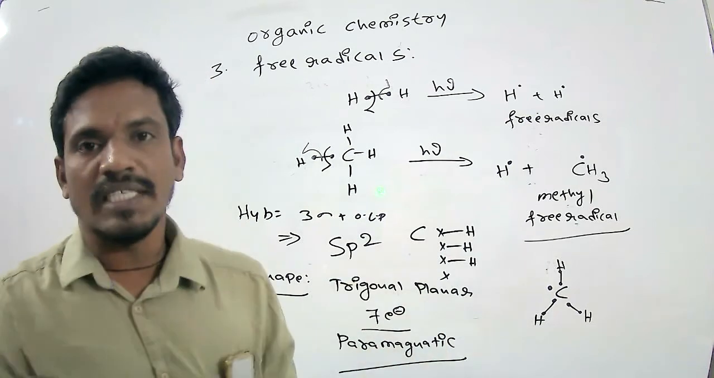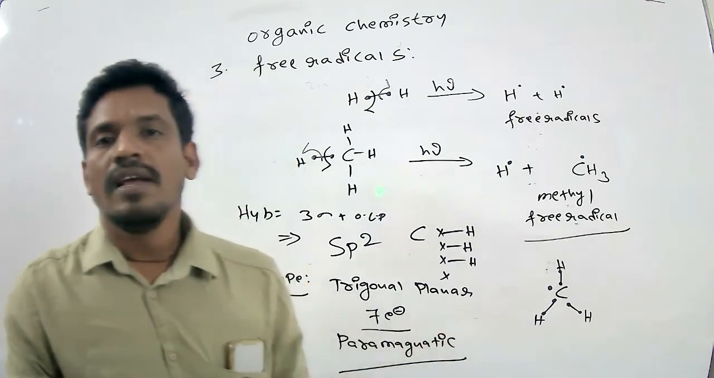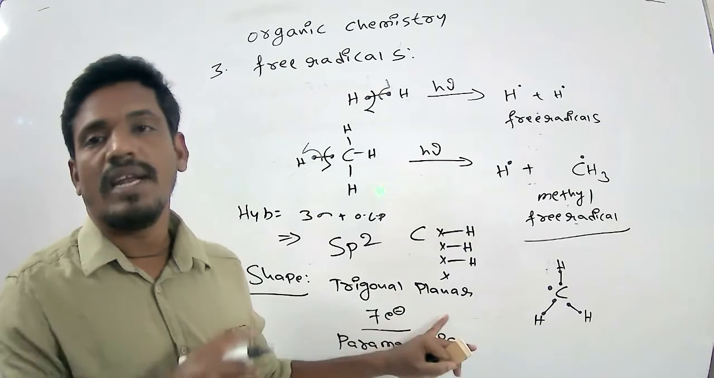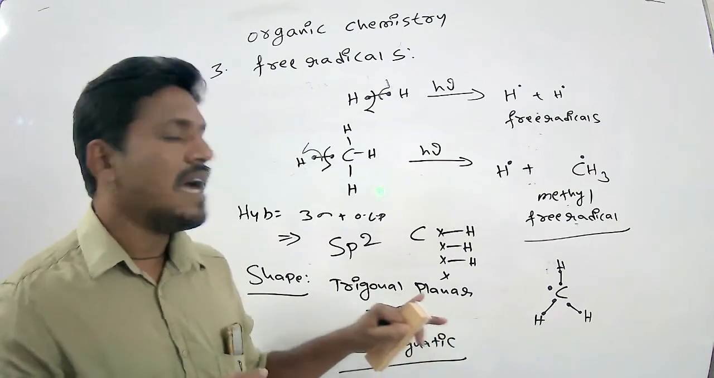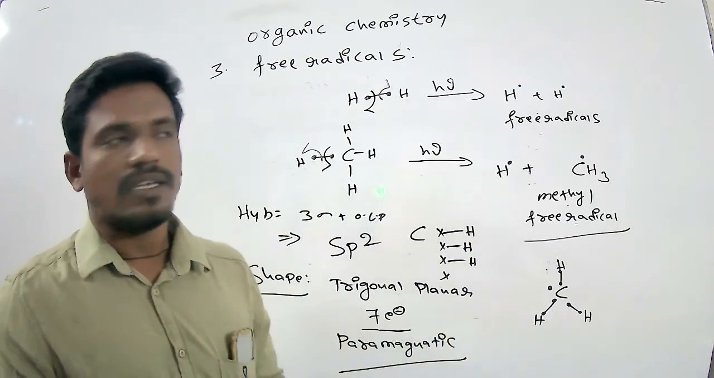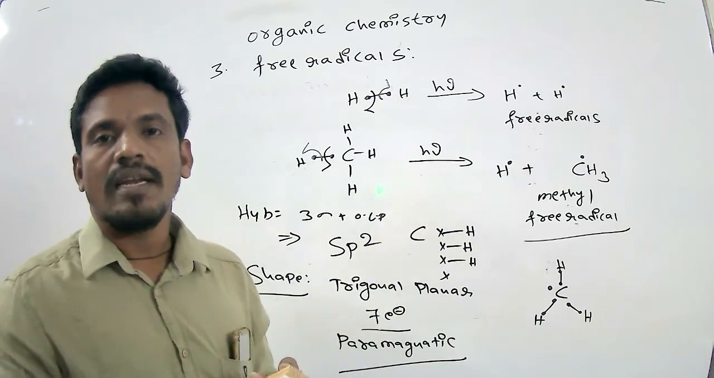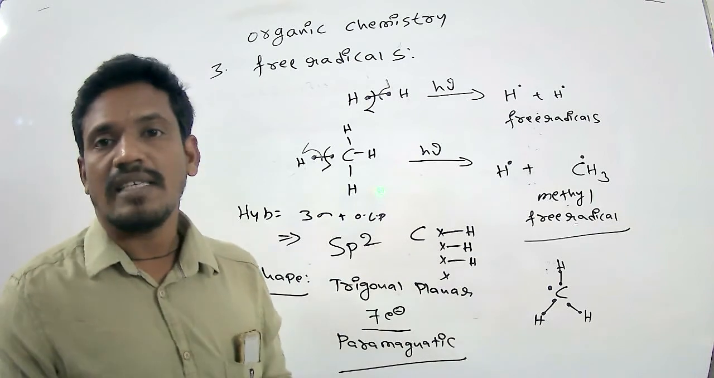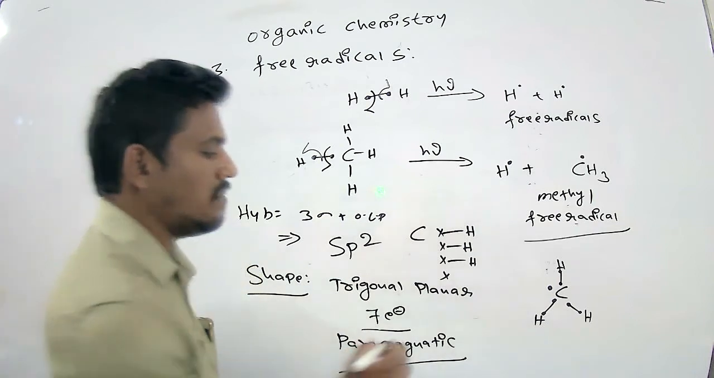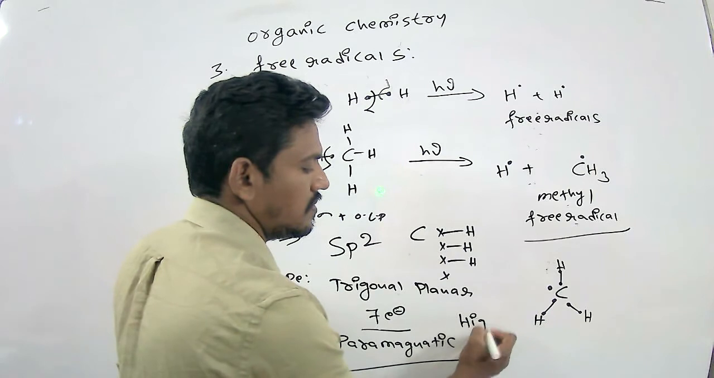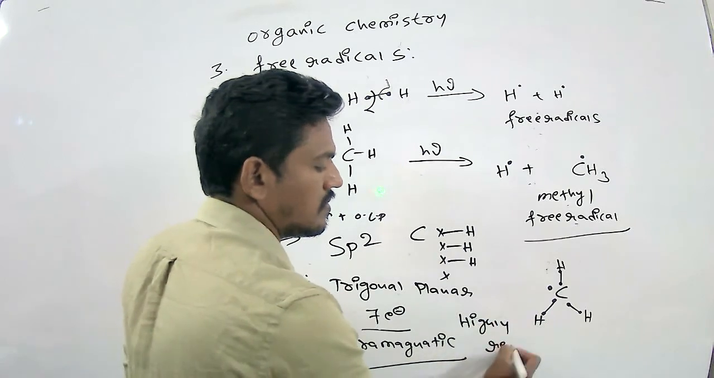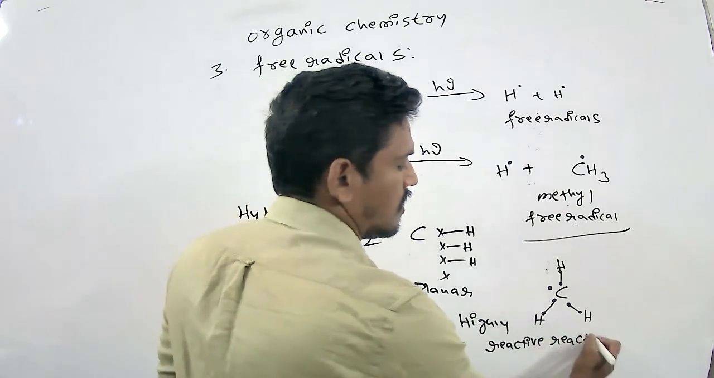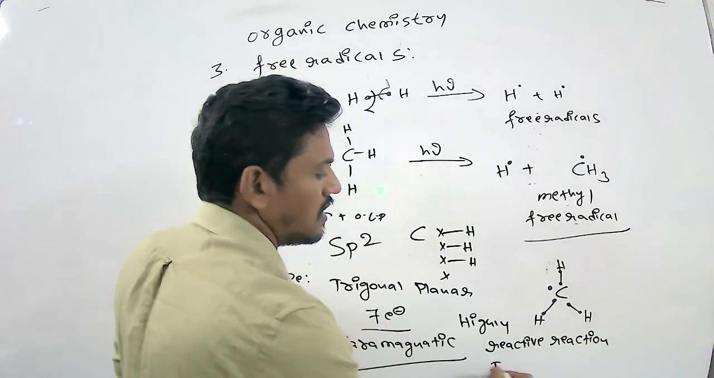But if you consider the octet, here 1 electron is still deficient, since there are only 7 electrons. So 1 electron deficiency is there. That's why it is also considered an electron deficient species, but deficient by only 1 electron. That's why they are called highly reactive reaction intermediates. Out of these 3, carbocation, carbanion and free radical, if you compare, free radicals are considered highly reactive reaction intermediates.